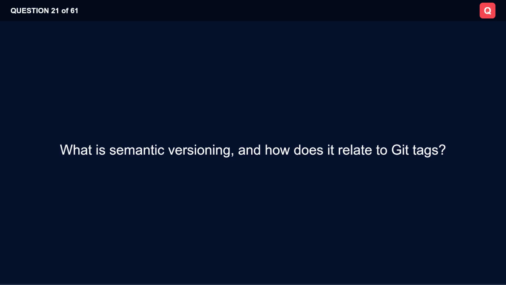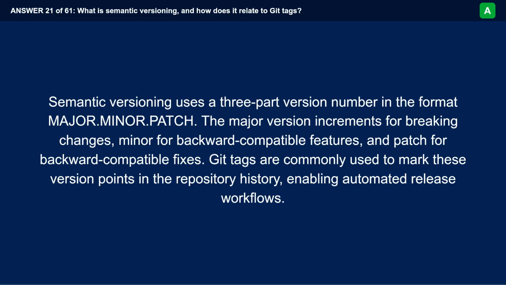What is semantic versioning, and how does it relate to Git tags? Semantic versioning uses a three-part version number in the format major.minor.patch. The major version increments for breaking changes, minor for backward-compatible features, and patch for backward-compatible fixes. Git tags are commonly used to mark these version points in the repository history, enabling automated release workflows.